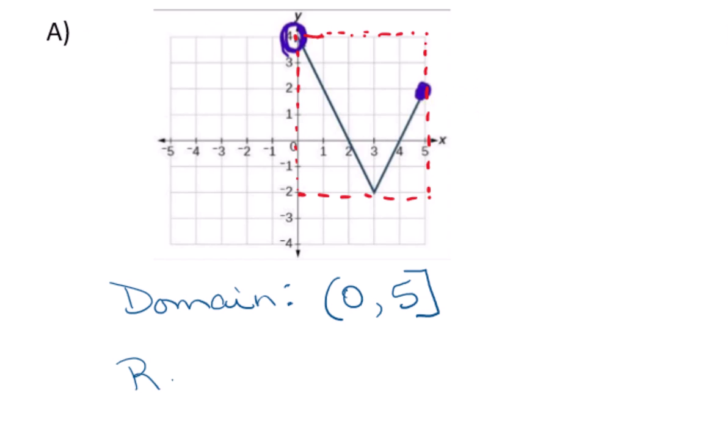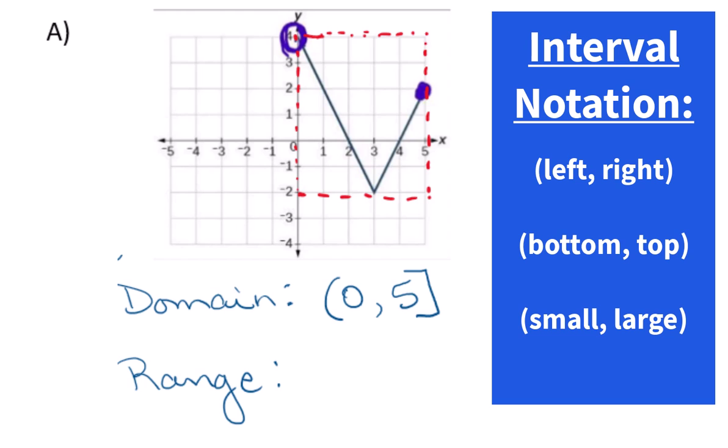For our range, we're going to look up and down. And we always start down. That is one thing about interval notation. Make a note. When you write your interval notation, it has to be in a particular order. It always goes either left to right, or you can consider it from small to large. When we're dealing with y's, that would be bottom to top, because negatives are smaller than the positives.